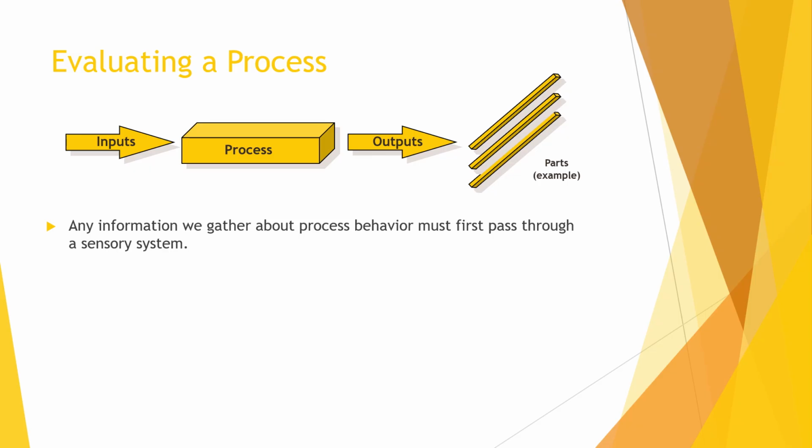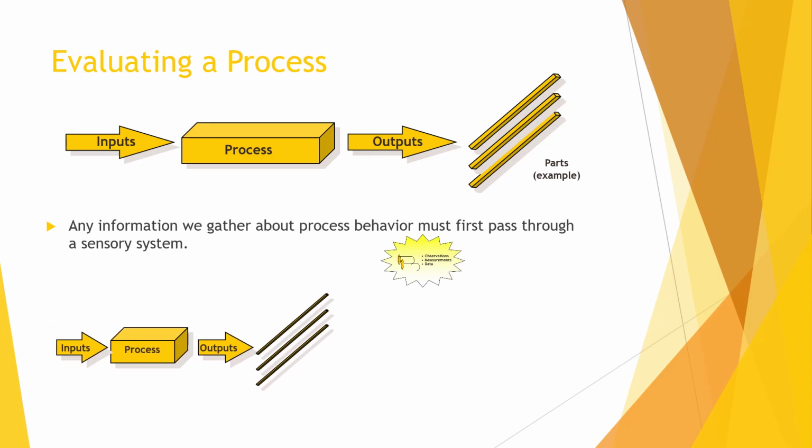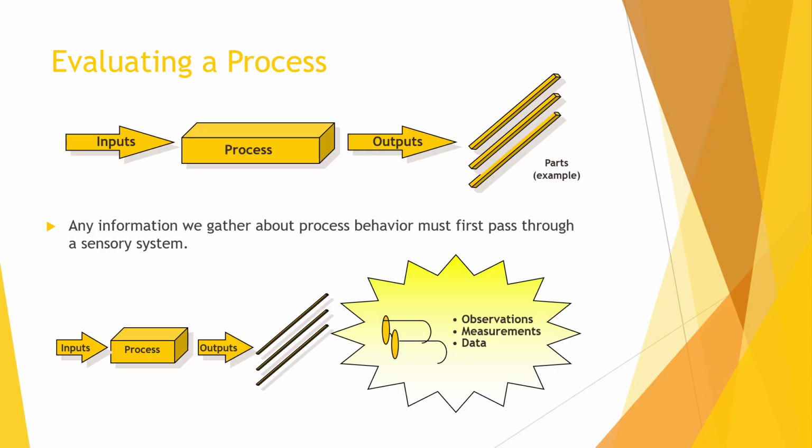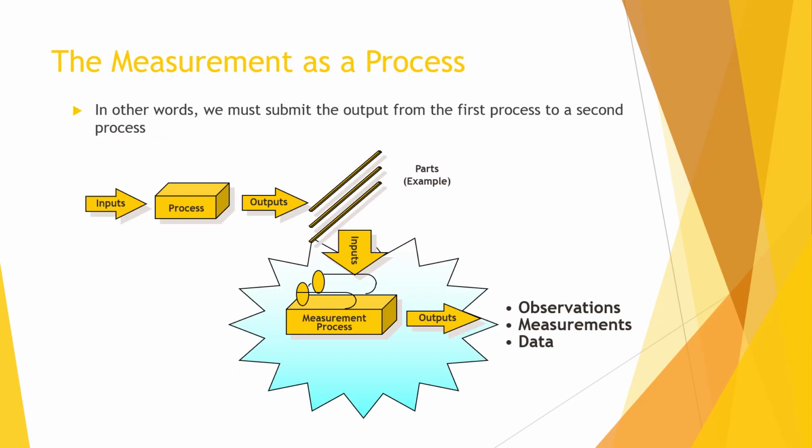Evaluating a process. You have inputs go into a process, and the process produces outputs. Parts example. Any information we gather about the process behavior must first pass through a sensory system. Inputs, processes, outputs. We need to do observations of the outputs, measurements, and collect data. A measurement system not only includes the instrument used for the measurement, but may also include sample preparation or user and instrument setup, which is required for a measurement.